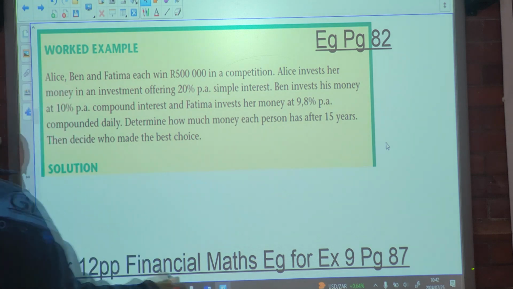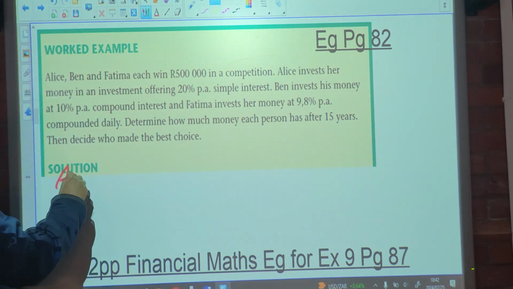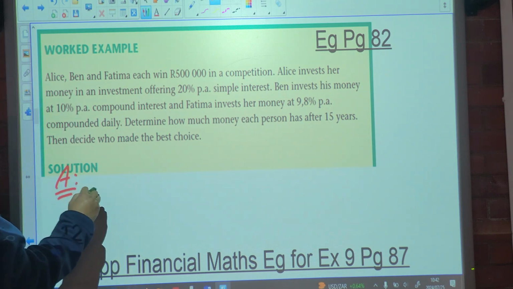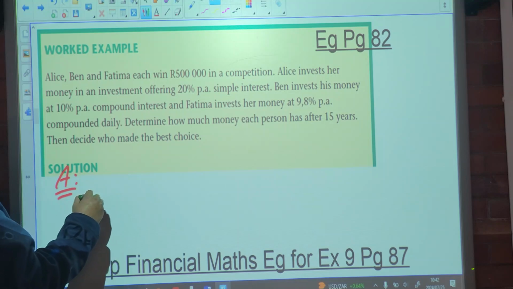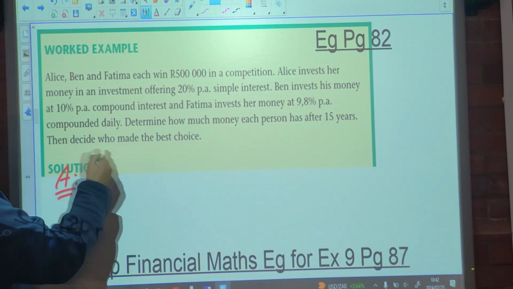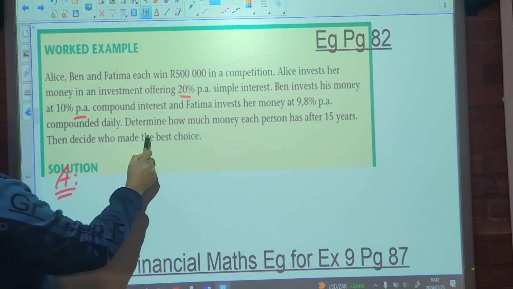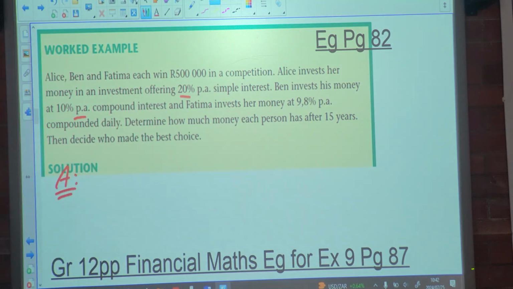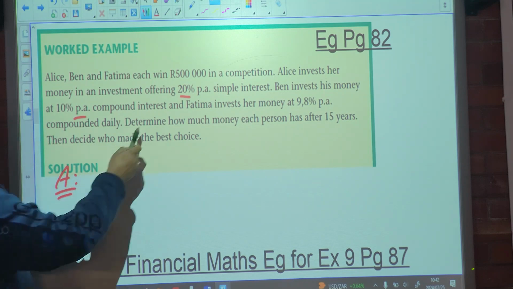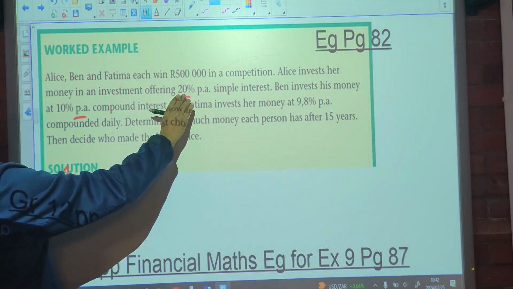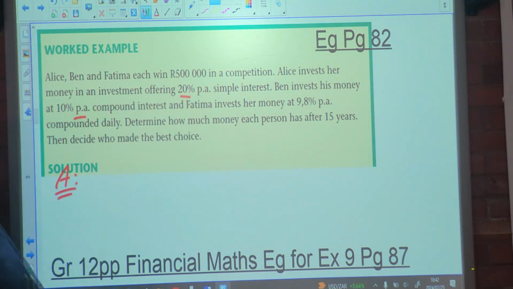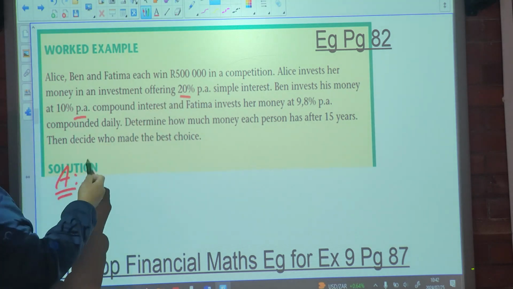So we've got Alice, call it A for now. It's 20% simple interest. If you look here, 20% as opposed to 10%, already it looks like Alice has a better option. But this is simple interest, so the growth is not going to be that great. We can't just look at the interest rate. As I said, this looks better, but probably isn't.